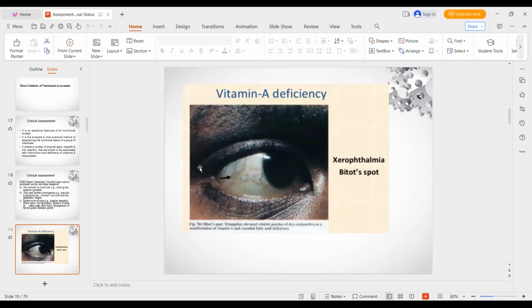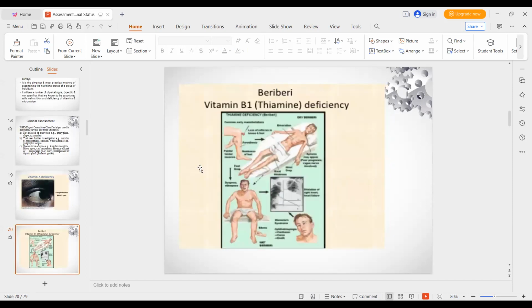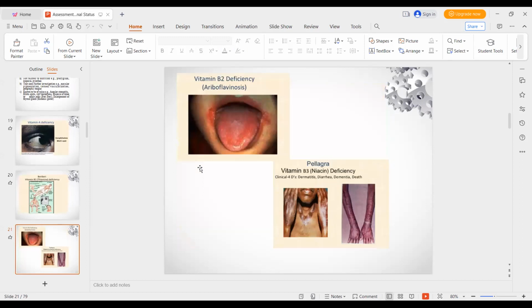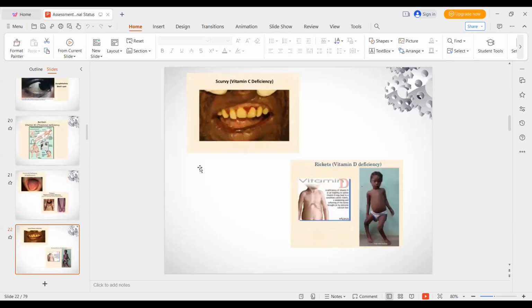This picture shows vitamin A deficiency, showing Bitot spots in the eye, xerophthalmia. In beriberi syndrome, vitamin B1 deficiency, ankle and knee jerk are lost. This is the picture of vitamin B2 deficiency, and the third picture is pellagra, vitamin B3 deficiency, clinical diagnosis: dermatitis, diarrhea, dementia, and death.